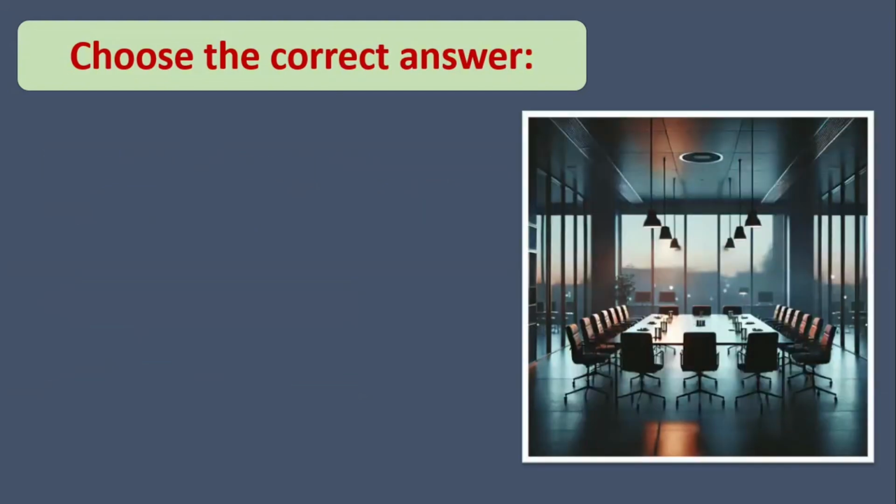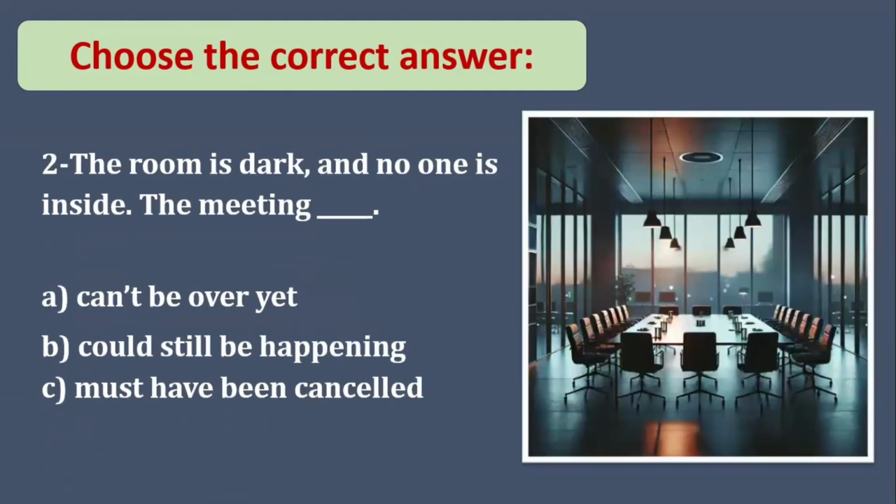Look at this picture. The room is dark and no one is inside. The meeting can't be over yet. يعني من المستحيل إنه يكون انتهى. يعني it's going on now. يعني المفروض إنه الاجتماع الحين مستمر. Or could still be happening. يعني من المحتمل أنه يكون ما زال شغال الميتينج, which I don't see in the picture.